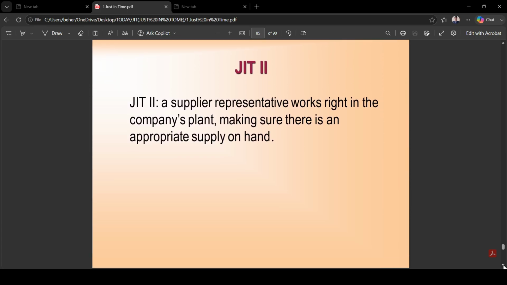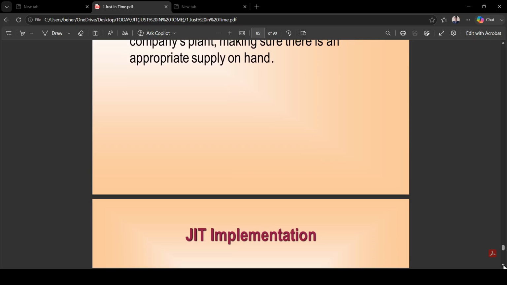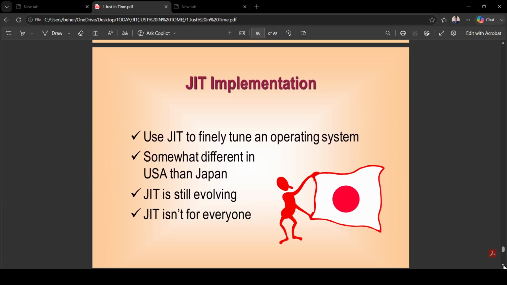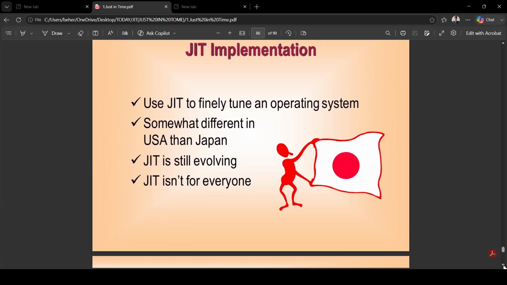With JIT, a supplier representative may work right in the company plant, making sure there is an appropriate supply on hand. JIT implementation: use JIT to finally turn an operating system, somewhat different in the US than in Japan. JIT is still evolving. JIT is not for everyone.